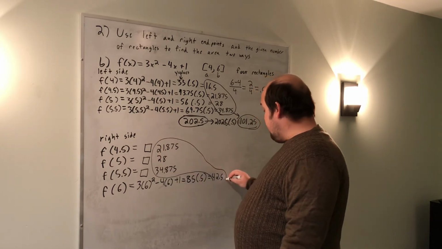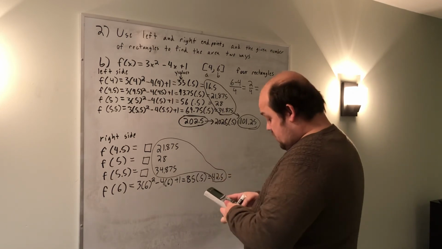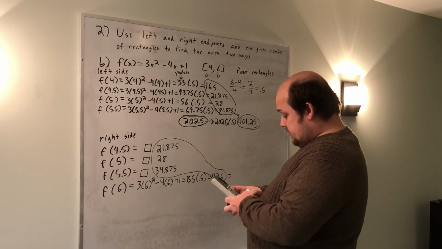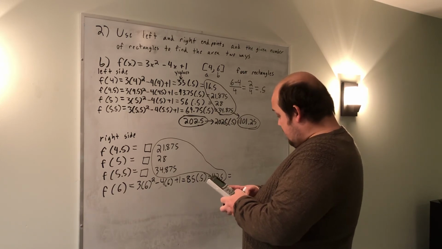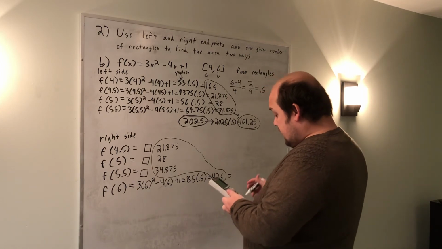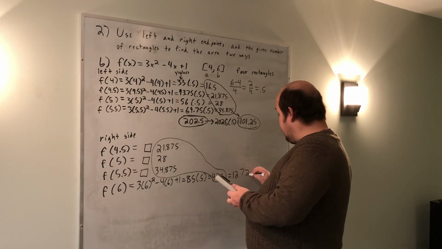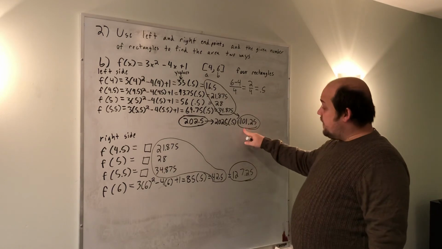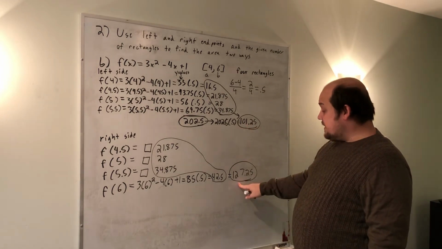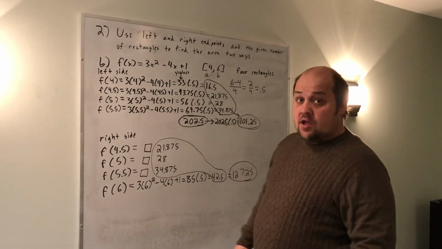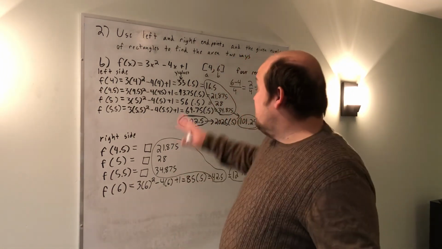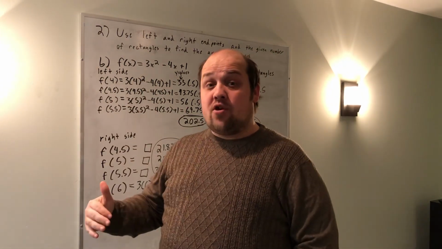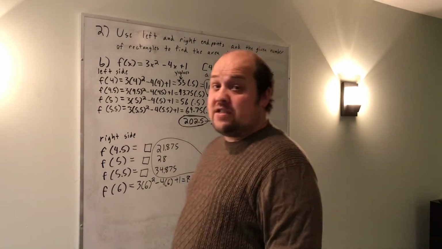Now I can add all these areas of rectangles together to get the total area. When I do that, 21.875 plus 28 plus 34.875 plus 42.5 gets me to my final answer of 127.25. So from the left side, the area is found to be 101.25. From the right side, it's found to be 127.25. We know the real answer is somewhere in between, but again, adding up by rectangles here is an inexact science where we're either going to overestimate or underestimate. It's really building towards us understanding how to use integration.